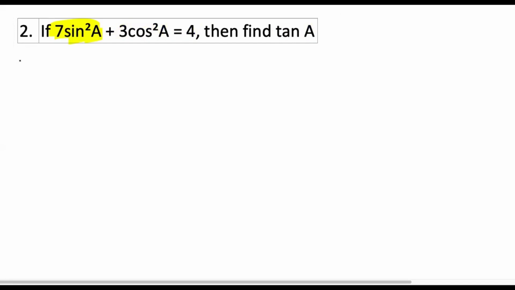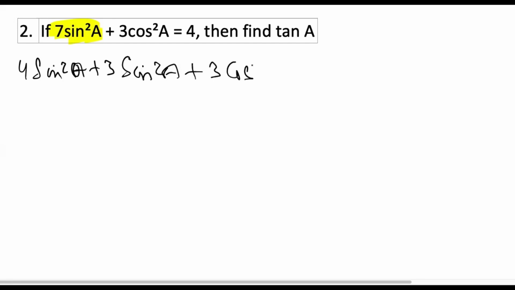I can write this 7 times as 4 times sin square A plus 3 times sin square A plus 3 times cos square A. It's not theta, it's A, so we'll have to use A only. Now check, the reason we have split like this is so as to use sin square plus cos square as 1. And on the right hand side, we have 4.